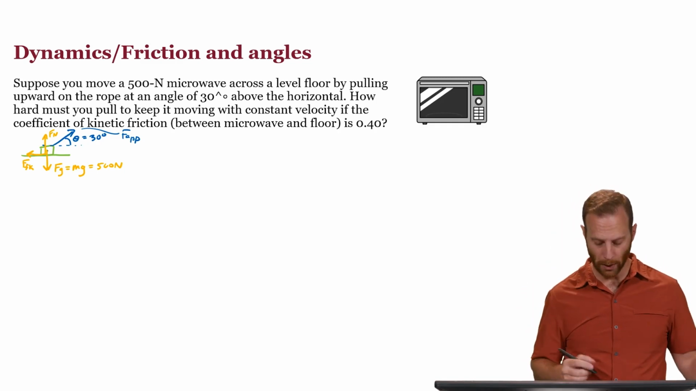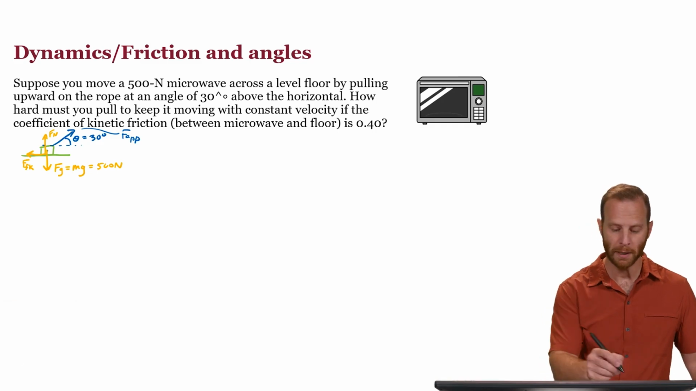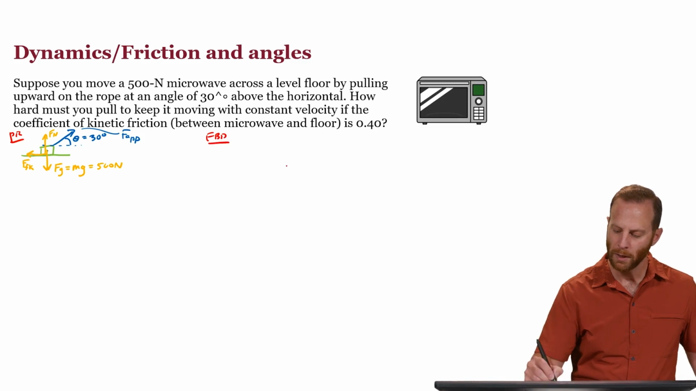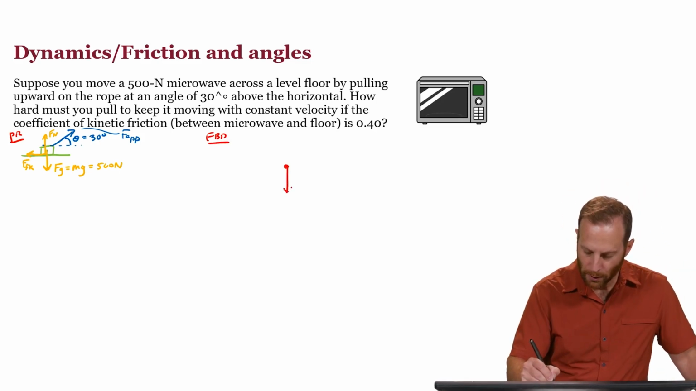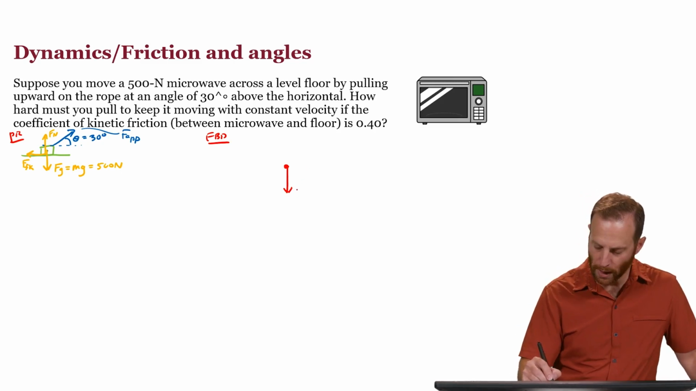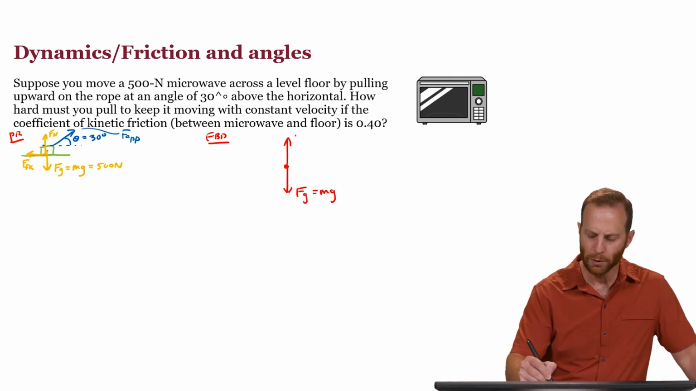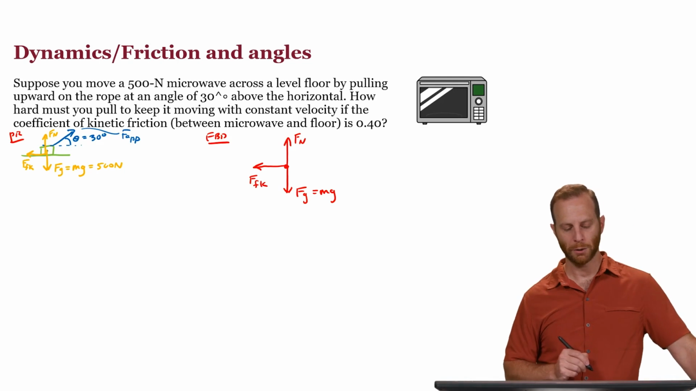There is a lot going on, so let's draw a simplified free body diagram. We've got our picture, but let's do the free body diagram. So this dot will represent the microwave. There is 500 newtons pointing down, or I'll just call that force of gravity equal to mg, and we'll plug in the numbers later if we need to. Normal force pointing up, and force of kinetic friction pointing in this direction.